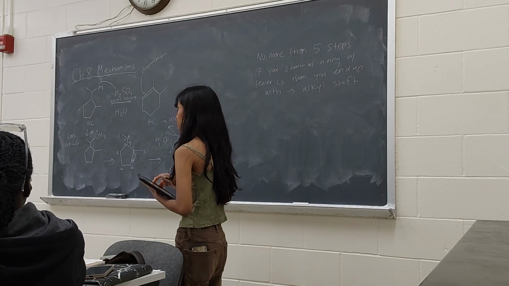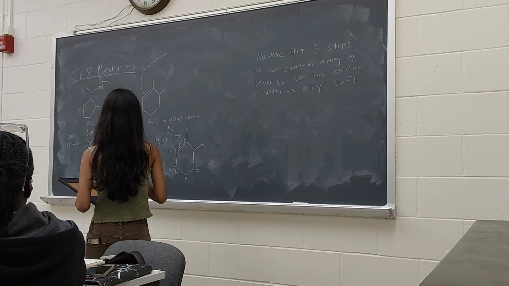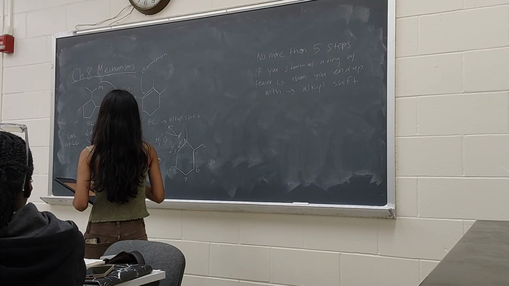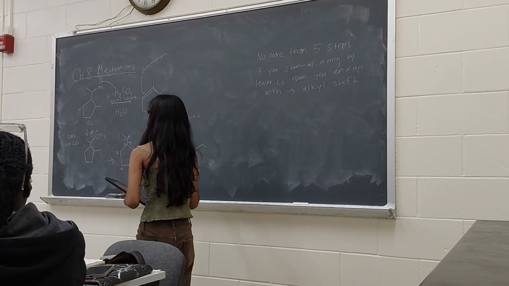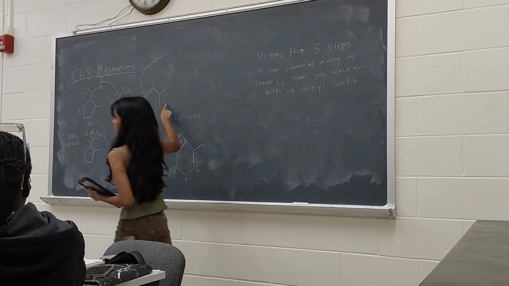Why is the carbocation on a secondary substrate instead of the one on top? Oh, in this case, we're not trying to make it more stable. We're just trying to go from this to this.